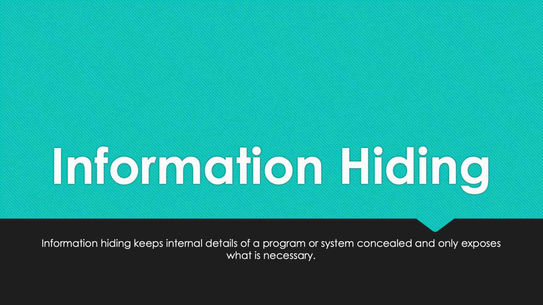Information hiding conceals internal details and only reveals what is necessary. The main idea is reducing what attackers can learn. For us, hiding technical system errors keeps hackers from getting clues about the system.